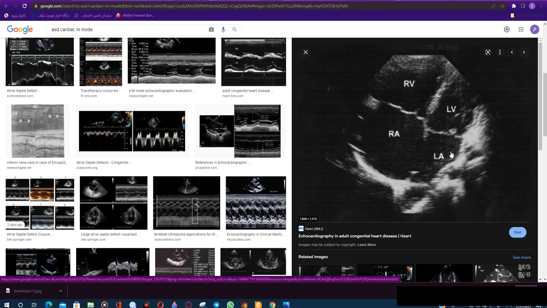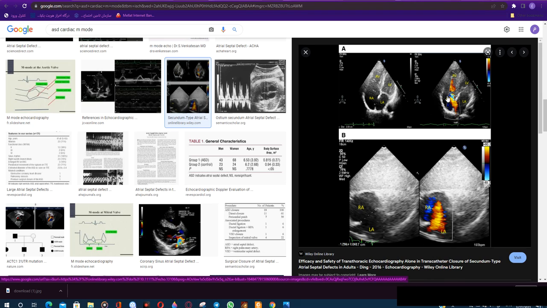We can also see the shunt in color Doppler. In this view we see the shunt from LA to RA through the ASD, and we can measure the size of the ASD.